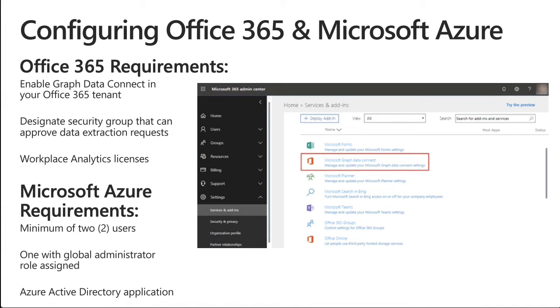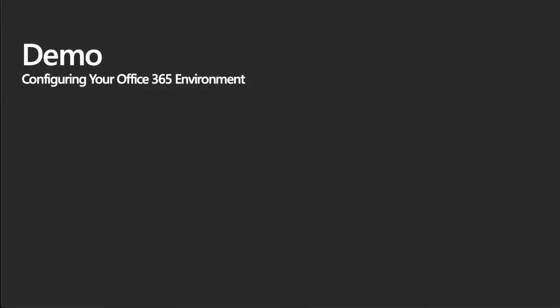Now, on the Azure side, what are you going to need? Well, you're going to need at least 2 users, and one of those is going to have to be a global admin as well. You're also going to need an Azure AD application that's going to need to be created and given access, because we're going to use application security for securing this. So first step is let's get everything all set up.